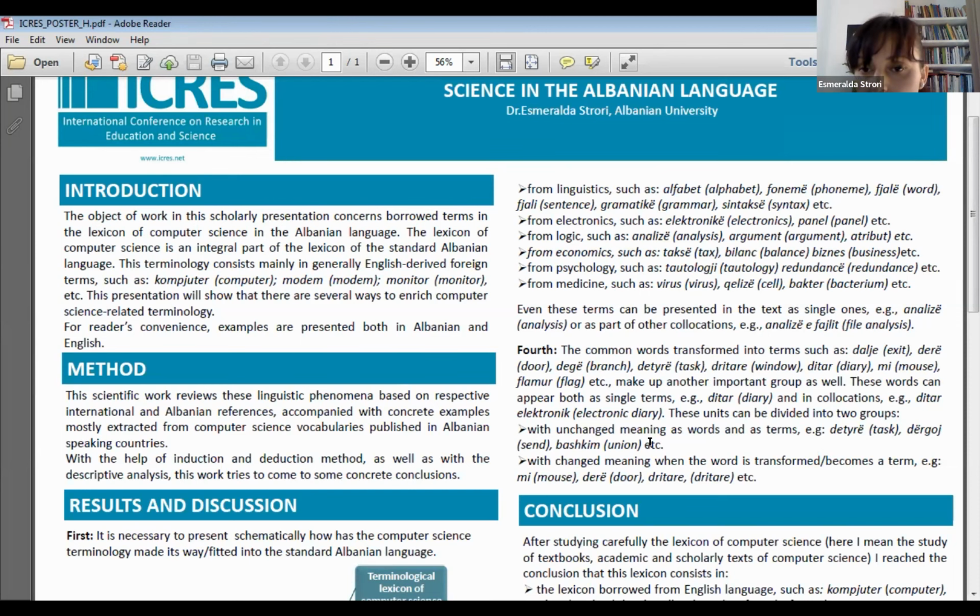Fourth, the common words transformed into terms such as exceeds or branch or tasks or diary, etc., make up another important group as well. These words can appear both as single terms, for example diary, or so we have electronic diary. These units can be divided into two groups: with unchanged meaning as words and as terms, for example task, send, union, or with changed meaning when the word becomes a term, for example mouse or door or window, etc.